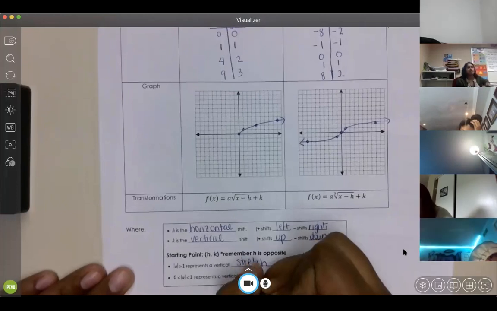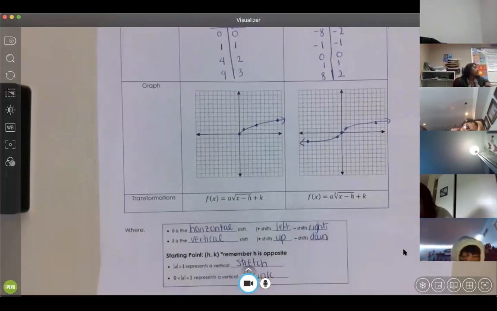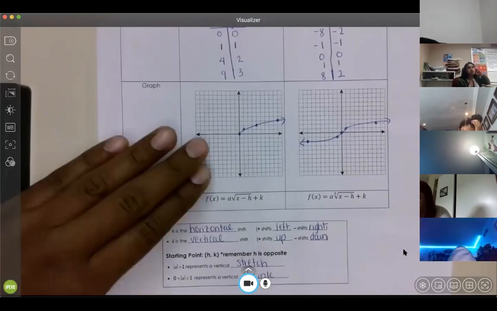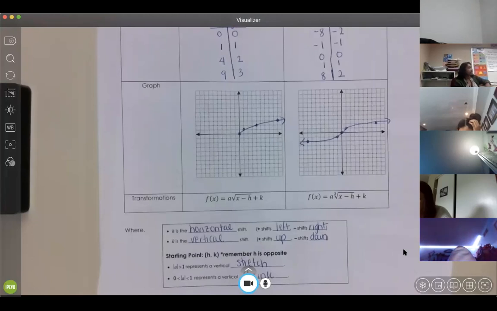So again, don't pay attention to whether it's positive or negative. Just look at the number. If it's bigger than 1, it's a stretch. If it's less than 1, it's a shrink. If you don't see a number, then you can assume the a value is 1 and it's going to be neither a stretch nor a shrink. So you only worry about stretches and shrinks if it's a number other than 1.